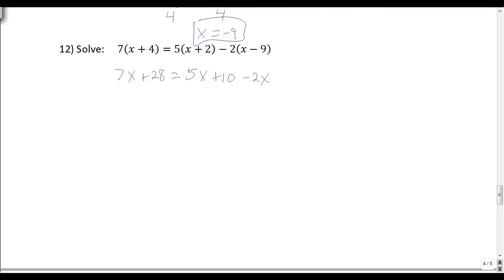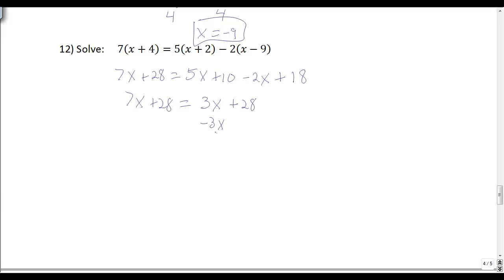Whoops, hitting something to make that come up. And negative 2 times negative 9 is a positive 18. So it's the negative times the negative is a positive 18. Now what I'm going to get, let's see, 7x plus 28 equals 5x minus 2x is 3x. 10x plus 18 is plus 28.